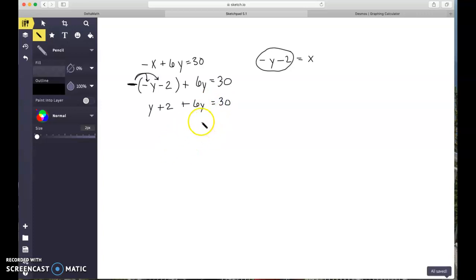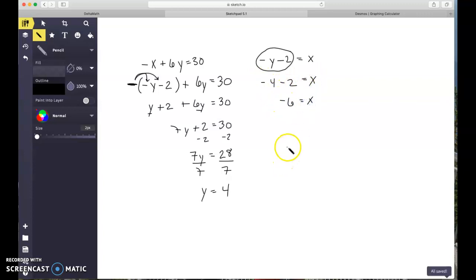And then we could continue on from there, right? Figure out what y equals by combining my like terms. So I have 7y plus 2 equals 30. Subtract 2 from both sides, trying to get y by itself. 7y equals 28. Divide both sides of my equal sign by 7. So y equals 4. And then if I wanted to find x, I've got -4 minus 2 equals x, right? So -4 minus 2 is -6. And my answer would be -6, comma 4, right?